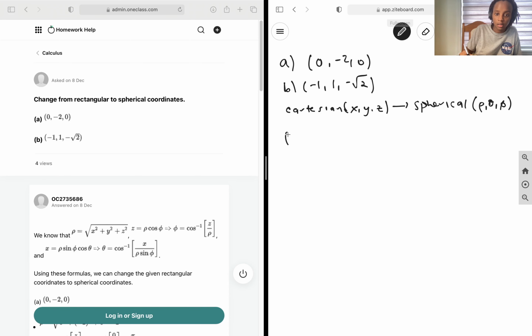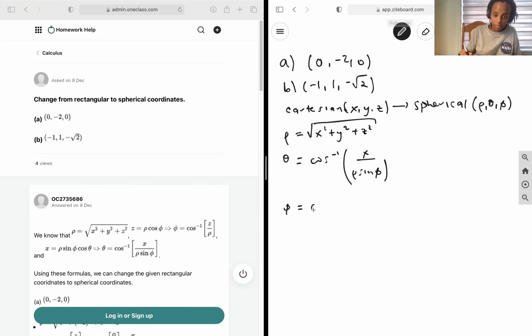We need to remember that our rho would be equal to the root of x squared plus y squared plus z squared. Our theta is equal to the inverse cos of x over rho sine phi, and phi is equal to inverse cos of z over rho.